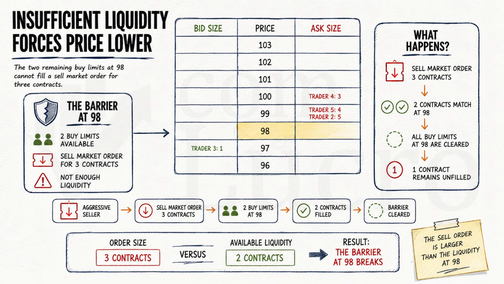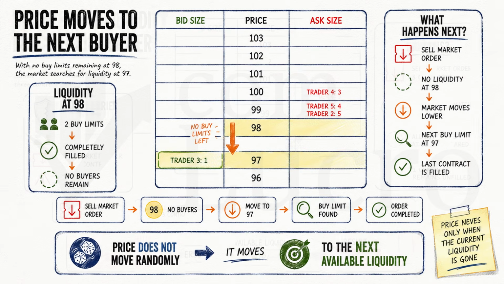An aggressive seller comes in and sends a sell market order to sell 3 contracts. However, at 98, there are only 2 buy limits, so this barrier isn't strong enough to satisfy the aggressive seller. So what happens? 2 sell market orders match with 2 buy limits at 98, clearing all the buy limits at this price. With no buy limits left at 98, the market must move lower to find more buy limit orders, so it moves from 98 to 97.